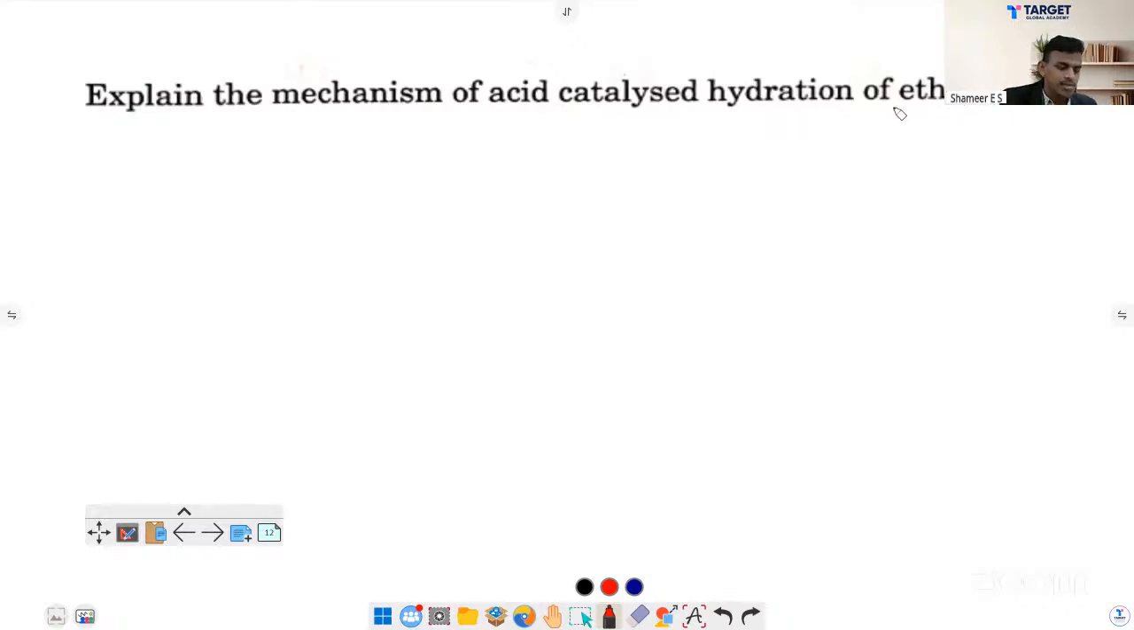Students, in the last revision class, I said 3 mechanisms are important. One is acid catalyzed hydration. One is alcohol to ether conversion at 413 Kelvin. Alcohol to alkene, ethene, conversion at 443 Kelvin. The 3 mechanisms are asked in set A, set B, and set C. In set 1, it is asked acid catalyzed hydration. In set 2, it is asked ether conversion. Set 3, alkene. So the exact question.